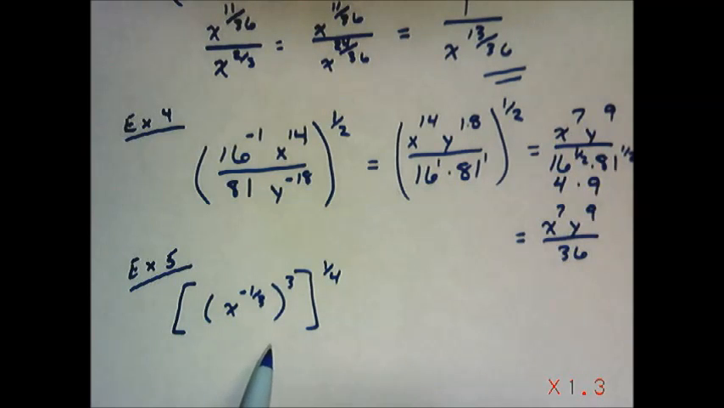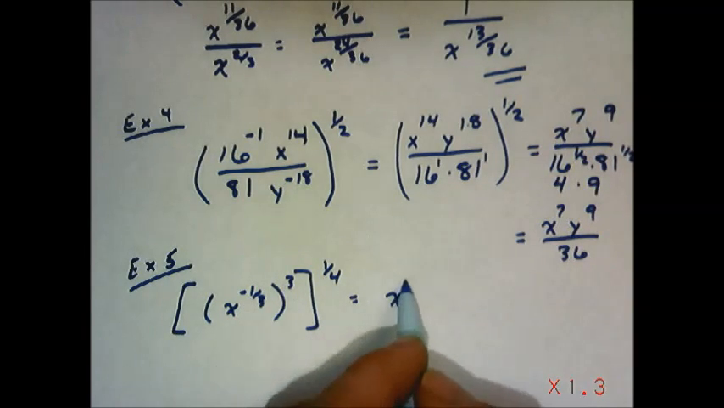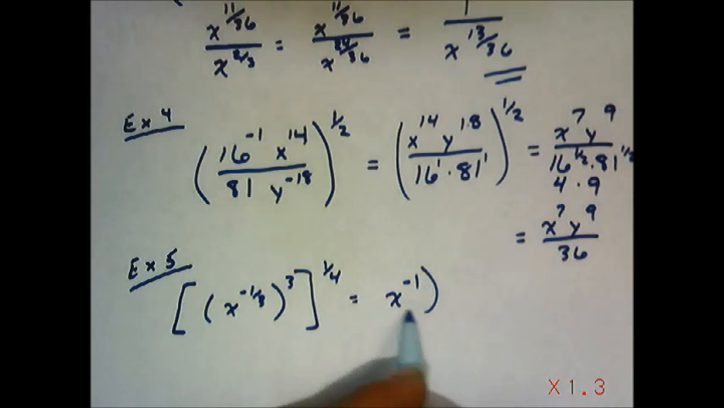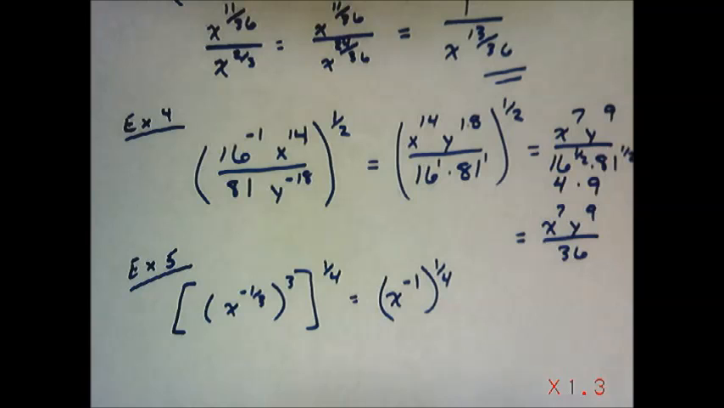Well, just like in an equation, we go into the brackets first, and we go as deep as we possibly can. So here, I have x to the negative 1/3 to the 3rd power. I would go ahead and multiply these two exponents together since I have an exponent to an exponent. So I can write this as x to the negative 1/3 times 3, which gives me negative 1, and that's going to be to the 1/4 power still.